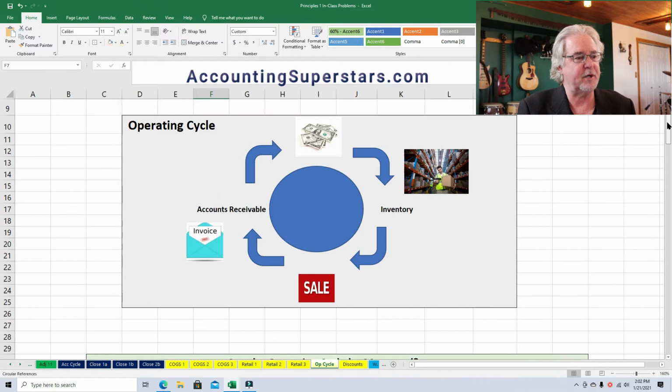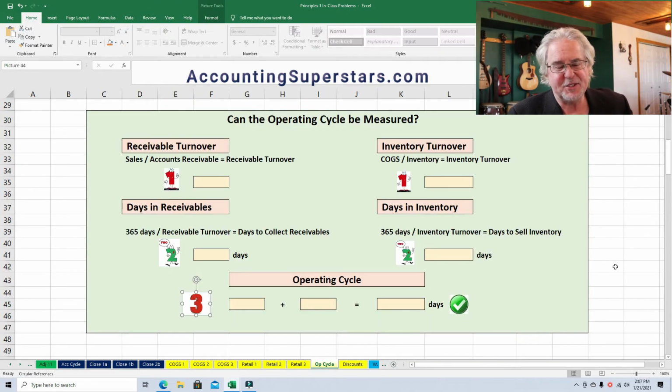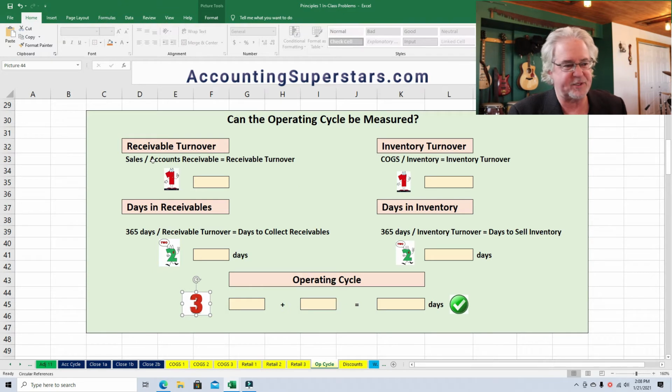What we're going to do is measure how long it takes the accounts receivable to be collected. And we're also going to measure how long this inventory sits on the shelf. Since I've got the accounts receivable on the left, I'll keep it on the left here, and since I've got the inventory on the right, I'll keep it on the right, just to keep things easy. Ladies and gentlemen, in this section, we'll measure the operating cycle. It's really pretty easy. So here you go. This is what we'll do. We'll start over here with the receivables. We could start with the inventory. It doesn't matter, but we'll just start with the receivables.